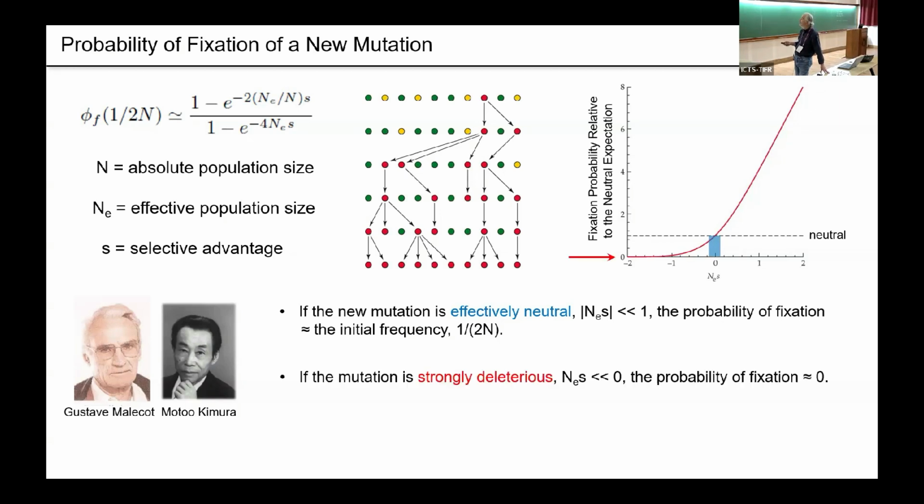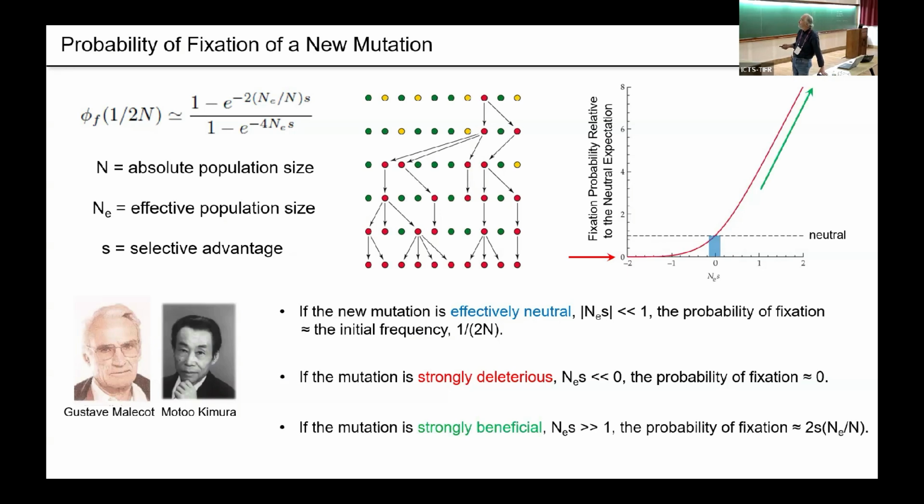You're still going to fix it at roughly the neutral rate. If the mutation is strongly deleterious, that is, the product of the effective population size and S is really, really small, you're way over here and you're not going to fix. That should at least be intuitive. If you're highly deleterious, you're never going to spread through the population. And finally, if the mutation is strongly beneficial, now NeS is much greater than 1, and the probability of fixation turns out to be 2S times the ratio of effective and absolute population size.